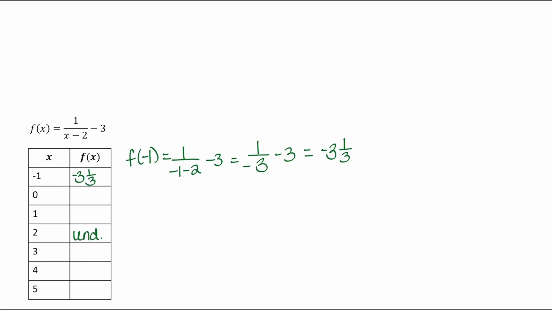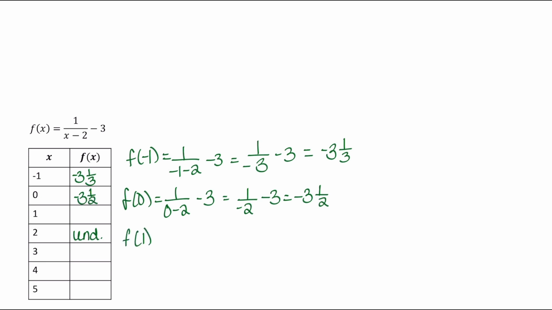And then now let's plug in 0. So we have f of 0 equals 1 over 0 minus 2, minus 3. So that is 1 over negative 2, minus 3. So that's negative 3.5. And then we have f of 1, which is 1 over 1 minus 2, minus 3. So that's negative 1 minus 3. So that will be negative 4.